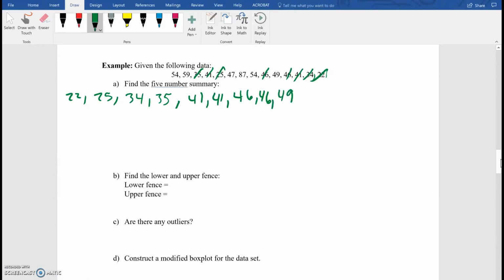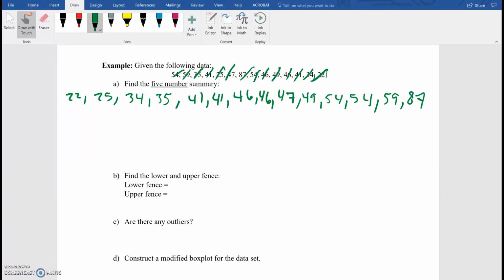Then a 49. Oh no, whoops, we're missing one number, not the 49 yet. We're going to do the 47, because there's a 47 here. Then the 49. And then what is left? We're just left with 54, a 54, and a 59, and then 87. So 54, 54, 59, and 87. Okay, so we basically got all of our numbers in order.